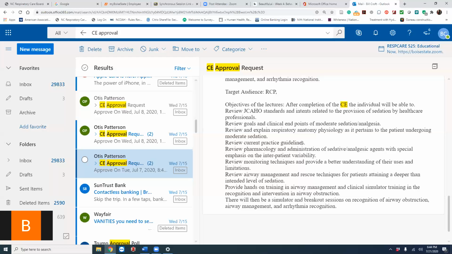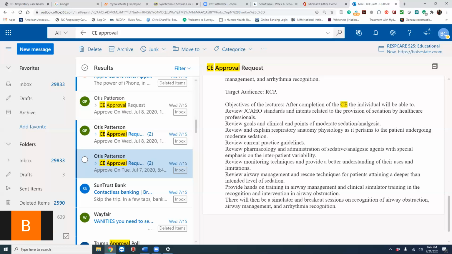And even if you review them, you check that box, you've measured it, they've done. Does that mean they've learned them? Does that mean they can apply them? Or here's another one. Review the goals and clinical endpoints of moderate sedation and analgesia. Okay, so you review it. What do you do with it?